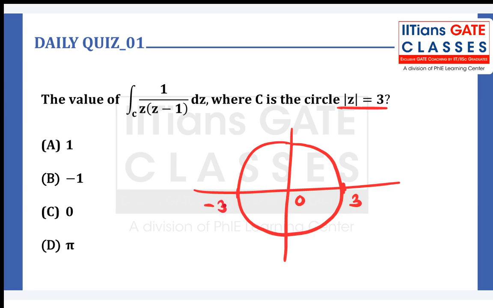Now you are supposed to identify the poles. Poles are nothing but the z values at which your integrand is going unbounded. If you look at the nature of this integrand, it is 1 by z into z minus 1. So there is a simple pole at z equal to 0 and at z equal to 1. What is a simple pole? A simple pole means the order is 1, and then there are repeated poles of higher orders.